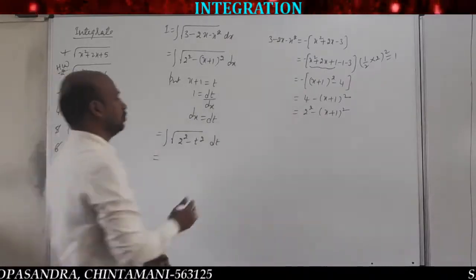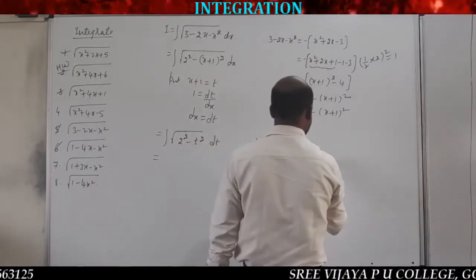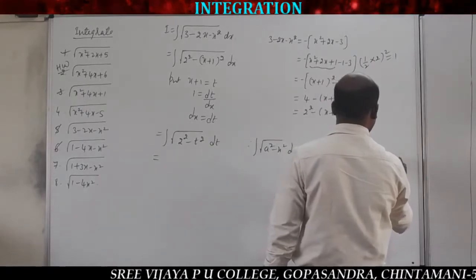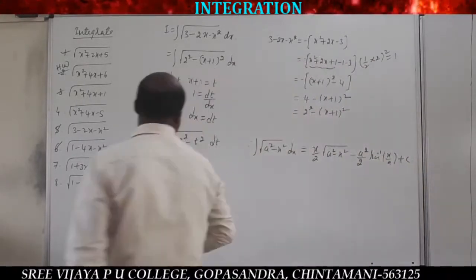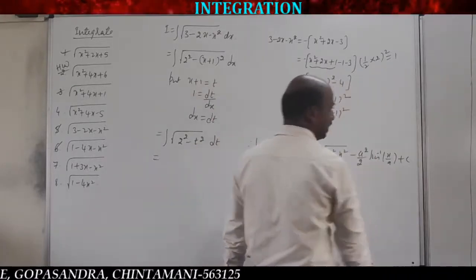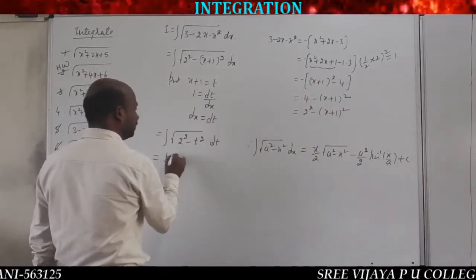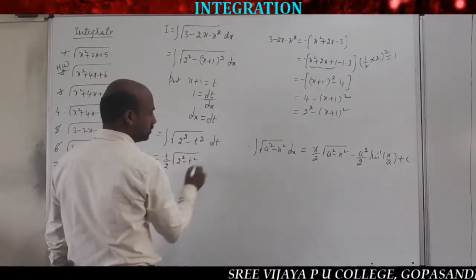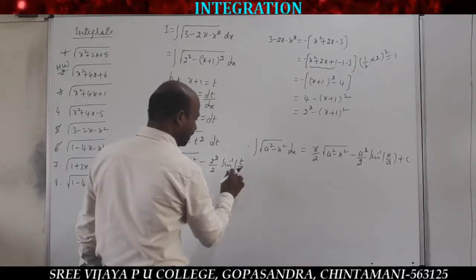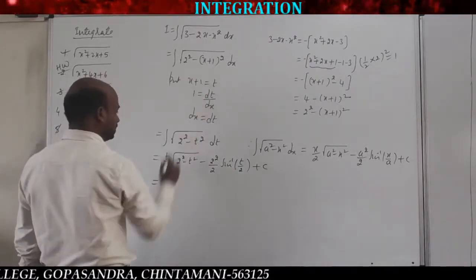So that is equal to the integral of root of a square minus x square with respect to x, which is x by 2 root of a square minus x square minus a square by 2 sine inverse of x by a plus c. So that is equal to t by 2 root of 2 square minus t square minus 2 square by 2 sine inverse of t by a. The value of a is 2, plus c. So the value of t can be taken as x plus 1.